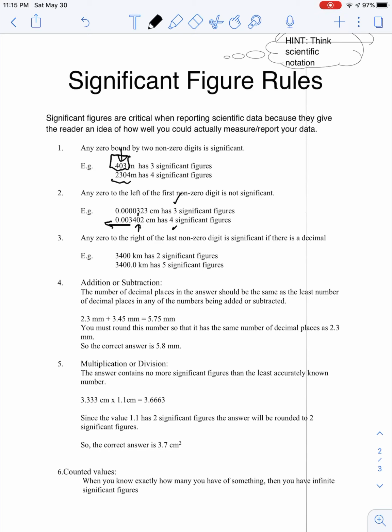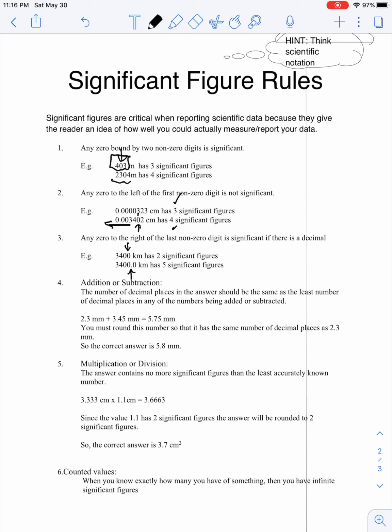Any 0 to the right of the last non-zero digit is significant if there's a decimal. So if we look at this first one, 3,400 kilometers has 2 because there's no decimal. But if we suddenly put a decimal in there, 3,400.0 kilometers, all of that is considered significant. So any 0 to the right of the last non-zero digit is significant if there's a decimal. So all 3 of these zeros here, because of the decimal, are significant. None of these are because there's no decimal.